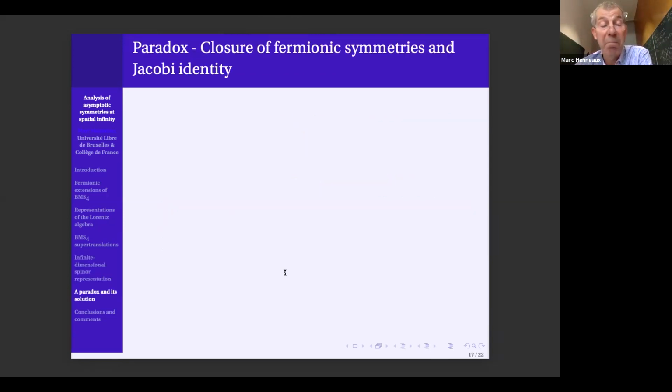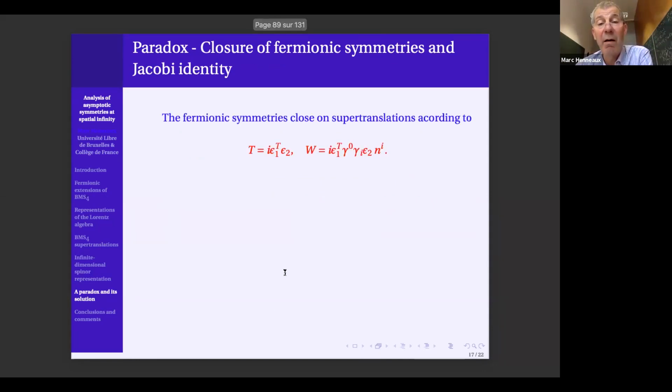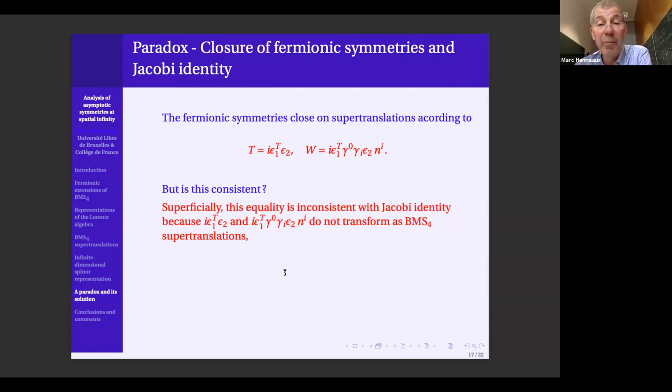Okay, so let me say why we need quadratic terms in the algebra. So now I come back to the dynamical realization of these symmetries in terms of the supergravity fields. As I said, the fermionic symmetry is closed on super translations, and we have some simple formula. But the problem with this simple formula is that it gives you objects that do not transform as BMS super translations. So they do not belong to the representation of the Lorentz group that I indicated.